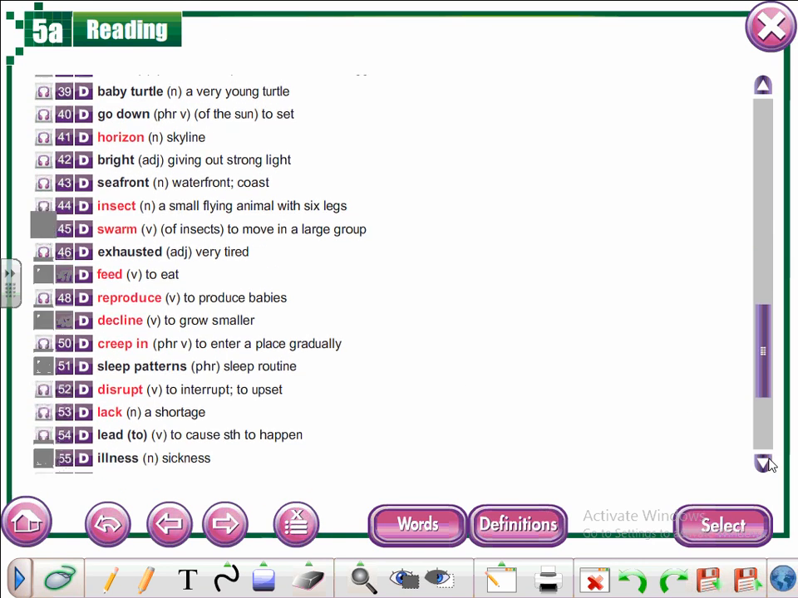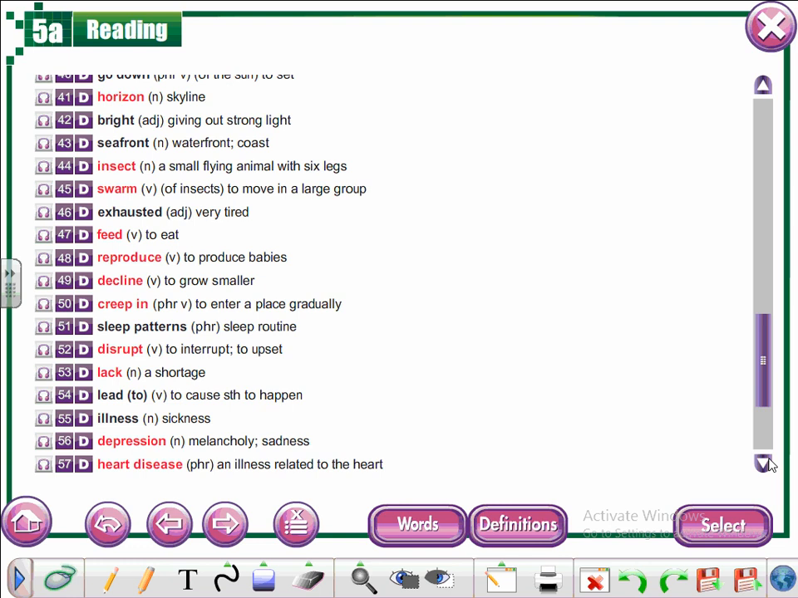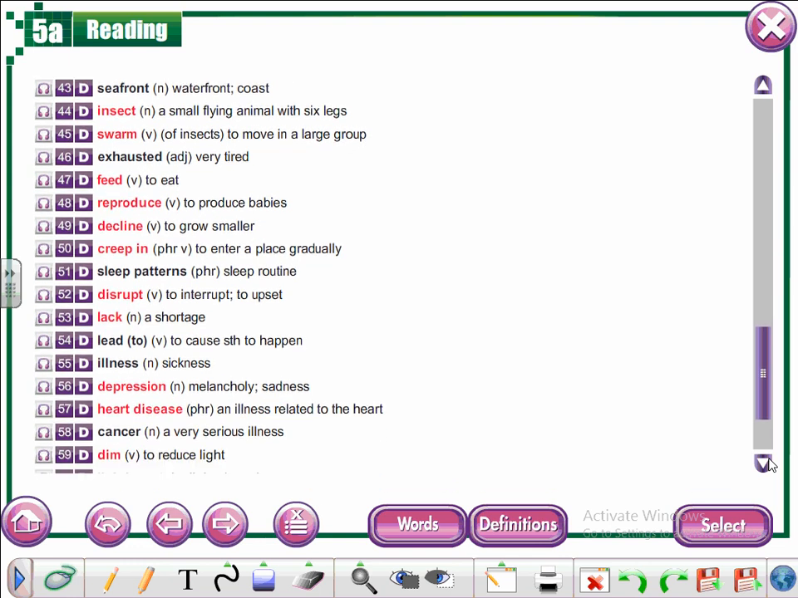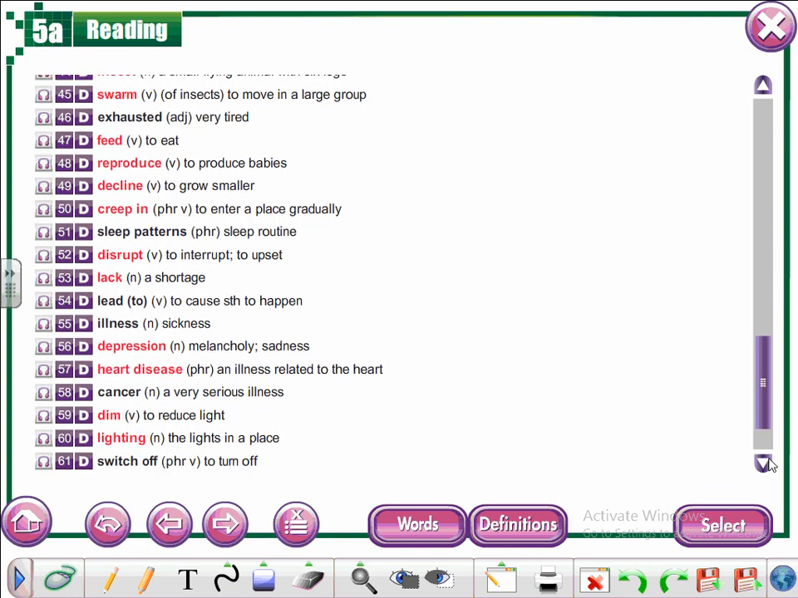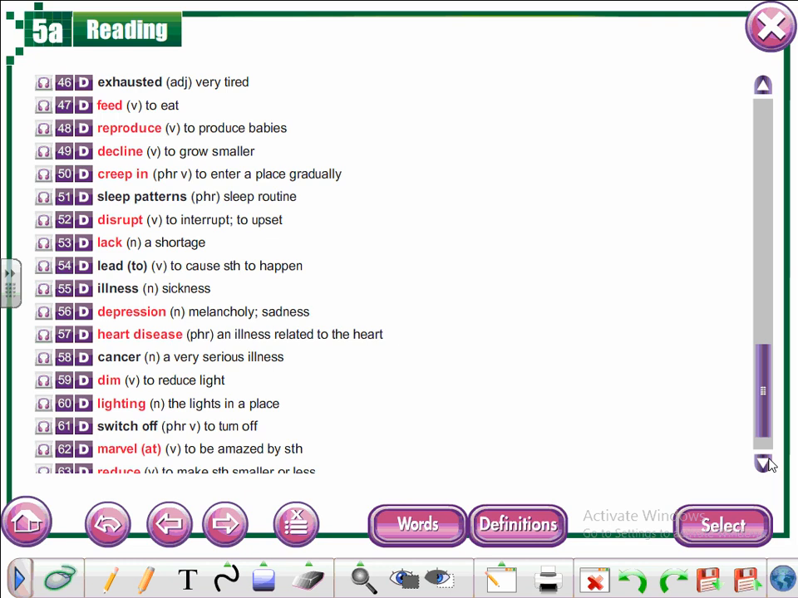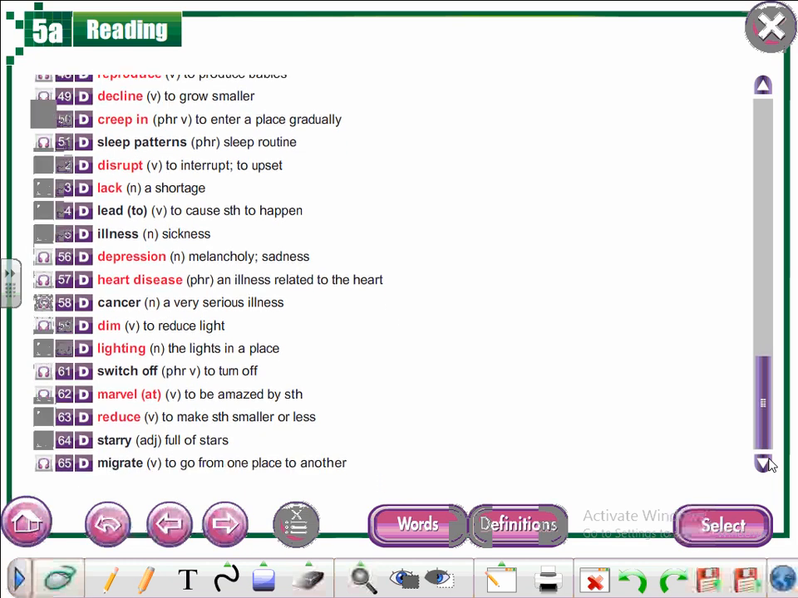Disrupt, to interrupt or to upset. Lack means a shortage of something. Depression means sadness. Heart disease, and then dim means to reduce the light, lightening the lights in a place. Marvel at, to be amazed by something. Reduce, to make something smaller or less.